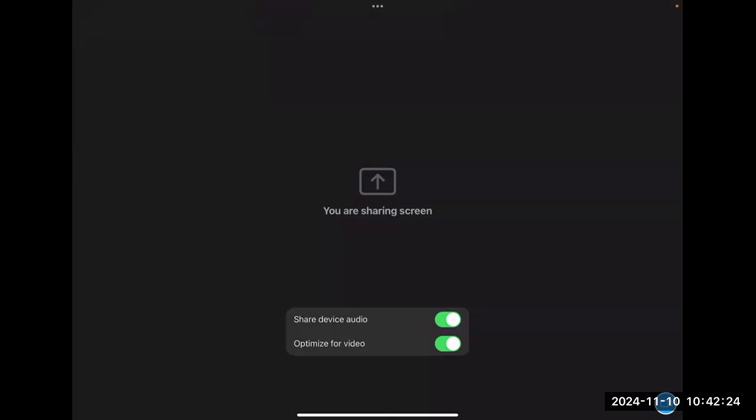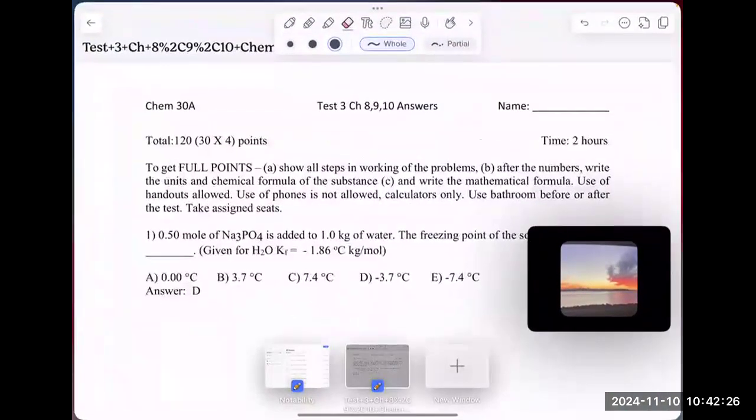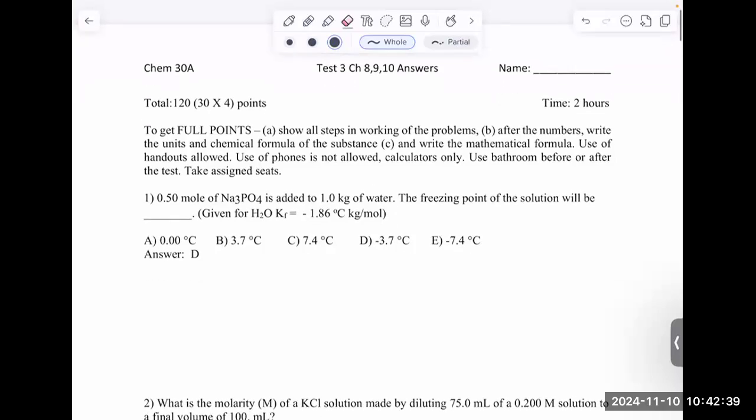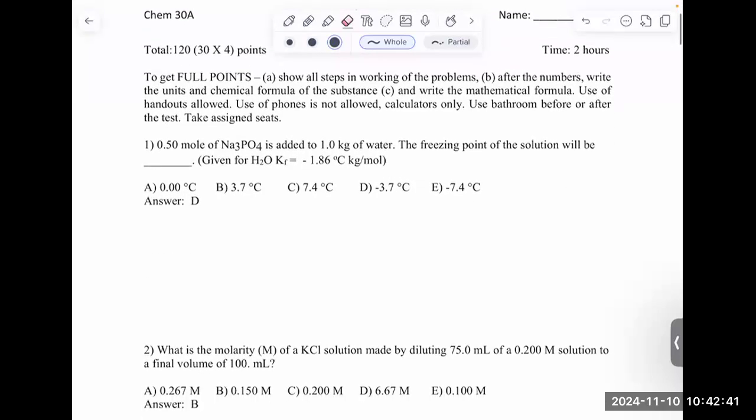Okay, all right. So now we are recording this and we are going to look at test 3. This is a study guide from the previous test. First of all, this is the question that relates to the lab also, and this relates to the values for finding the freezing point of a solution.